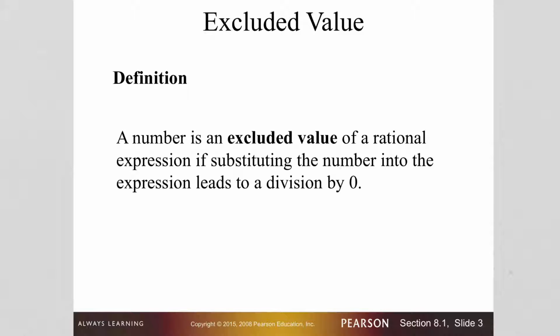Alright, so here, a number is an excluded value of a rational expression if substituting the number into the expression leads to a division by 0. What you really need to remember here is that if you get 0 in the denominator, then this leads to something that is undefined. Therefore, it is an excluded value. And you only care about the denominator. You only care if that denominator is 0.